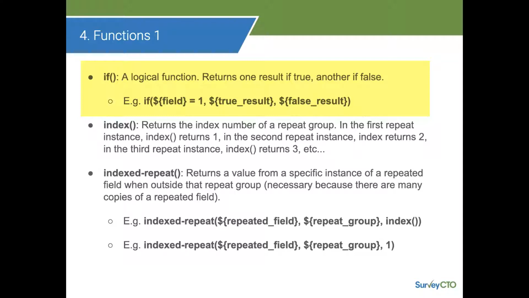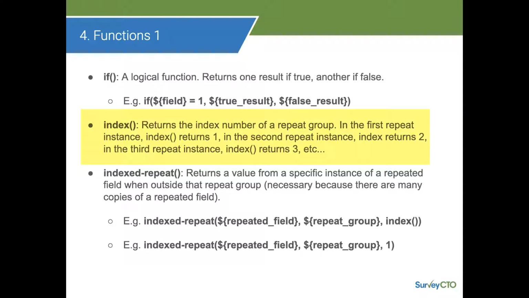If the condition evaluates as true, 1 result is returned after the first comma. And you can see that we're returning a value here from a field named true result. If the condition evaluates as false, another result is returned after the second comma in the syntax. And you can see that is a value stored in a field named false result in this example.